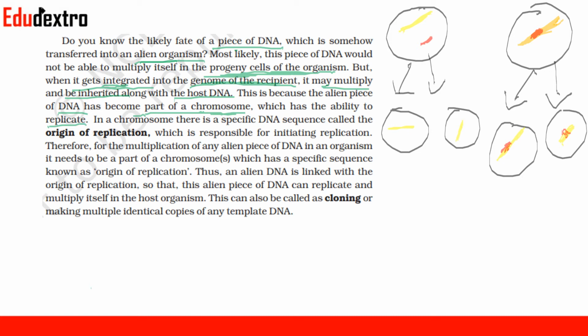So unless you cause changes in the genetic makeup of the cell, you cannot expect a change in the genetic makeup of the progeny. In a chromosome, there is a specific DNA sequence called the origin of replication, which is responsible for initiating replication. So within a chromosome, there is a specific DNA sequence which is called the origin of replication, or the ORI. This is called ORI. Sorry for the handwriting, all are in small letters. Let me write it a little neater.